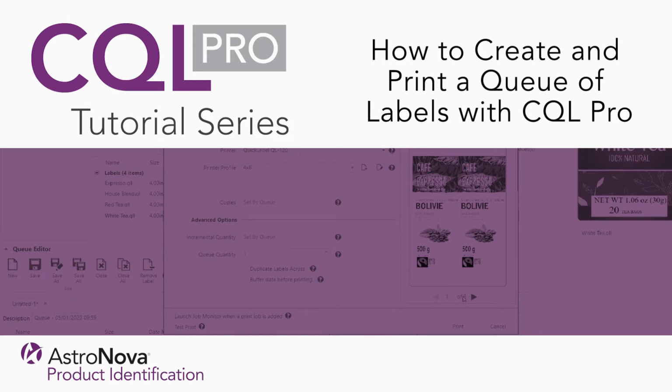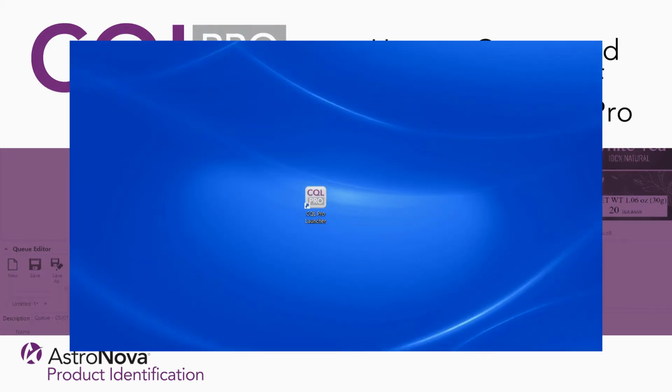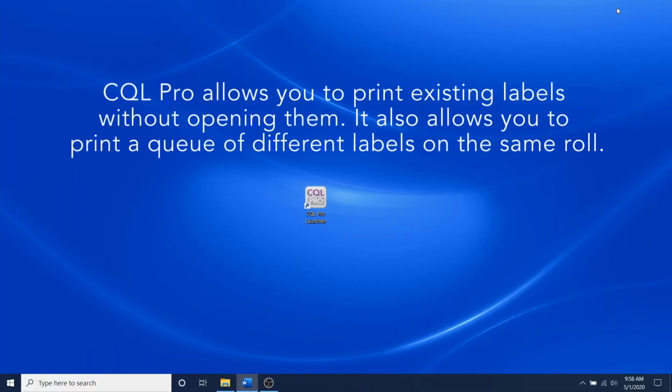Today we'll learn how to create and print a queue of labels using CQL Pro Print Manager. CQL Pro allows you to print existing labels without opening them. It also allows you to print a queue of different labels on the same row.